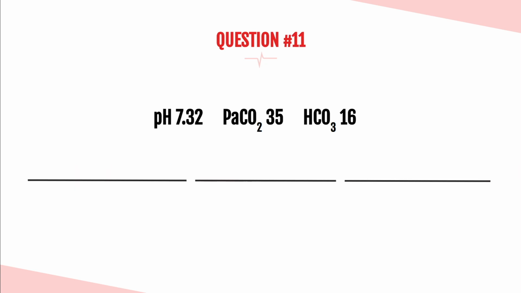Question number 11. We've got a pH of 7.32, a carbon dioxide of 35, and an HCO3 of 16. First name, compensated or uncompensated? We are abnormal, so we are uncompensated. How about our last name? pH of 7.32. Is this acidic or alkaline? It is acidic.